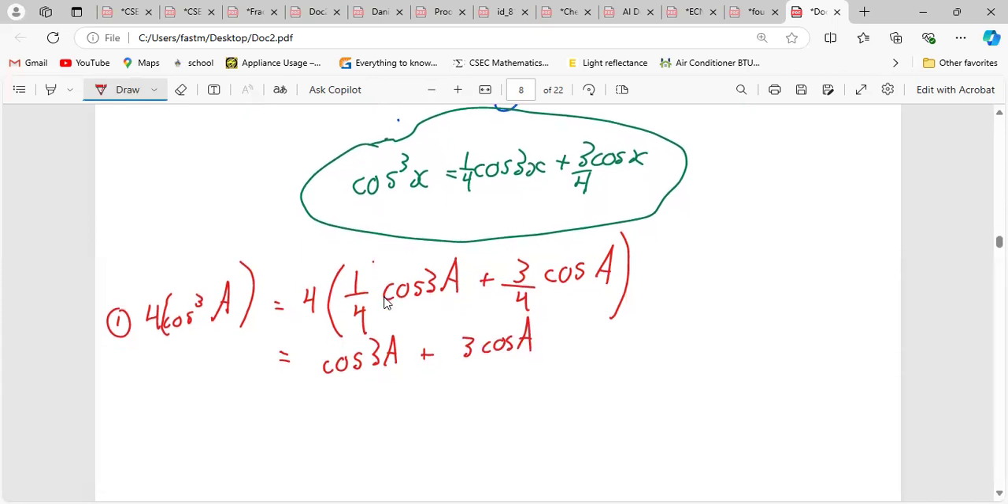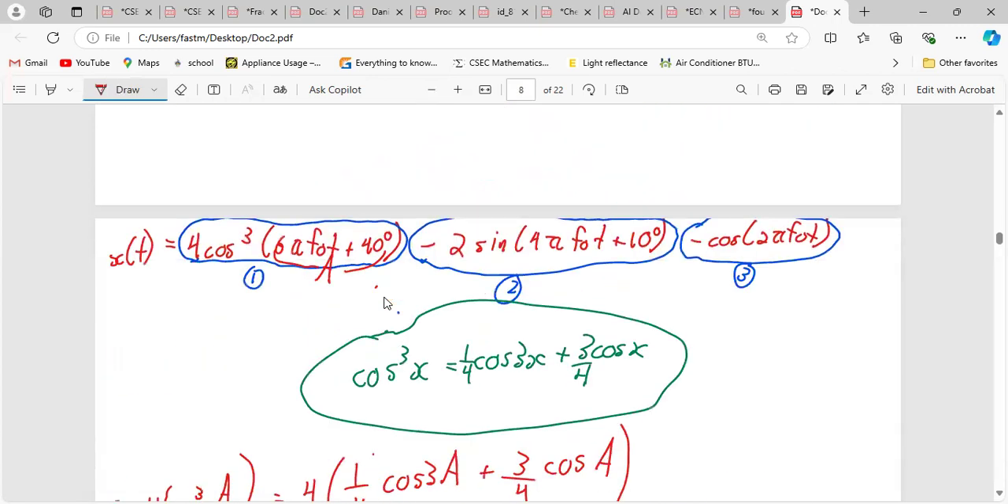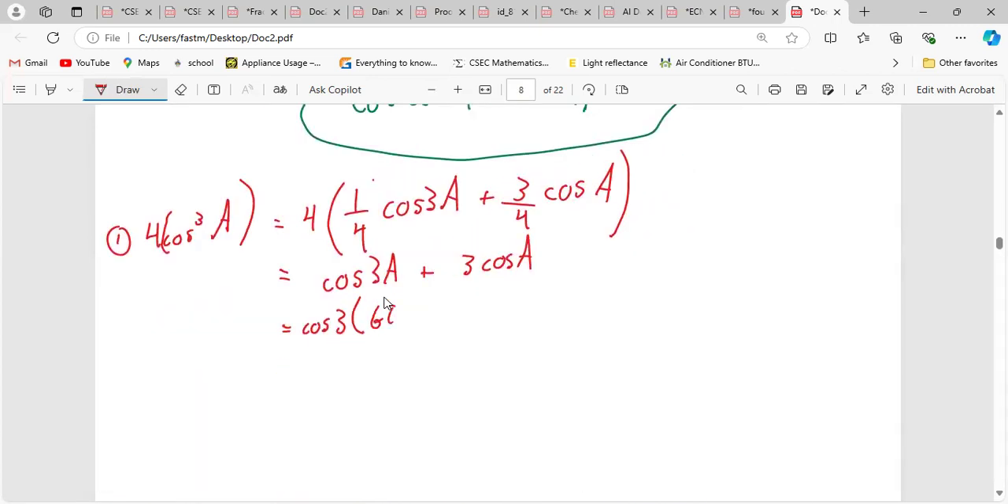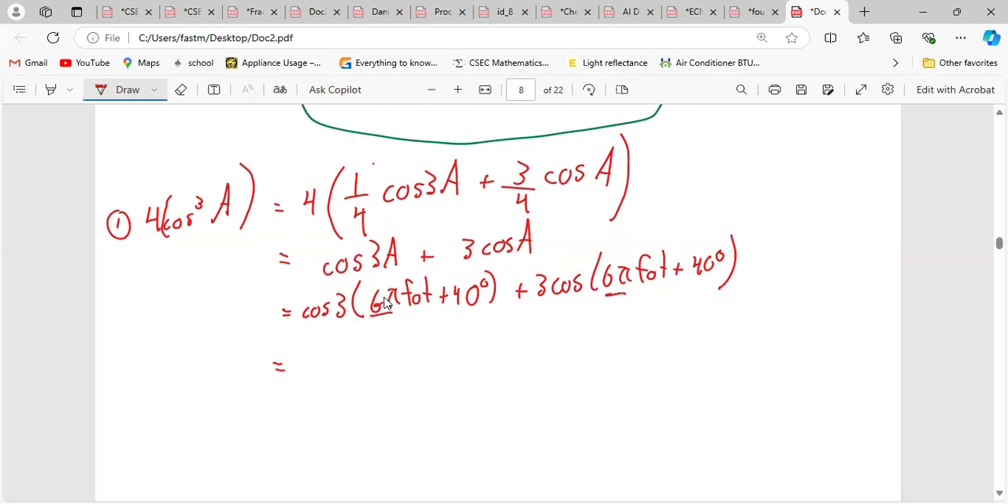So now we could finally plug back in the A. So what the A was 6 pi f naught t. And then plus 3 cos 6 pi f naught t and plus 40 degrees. Right. So all I had to do now was expand out, and obviously you should be able to see it by now, that you're kind of missing the pies.